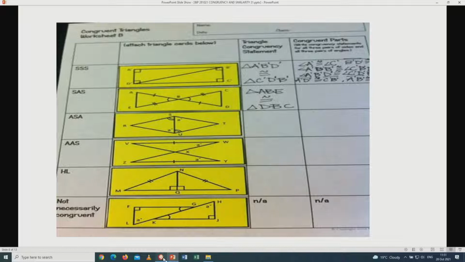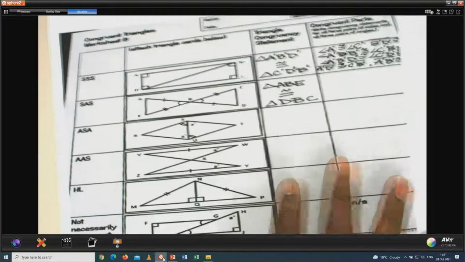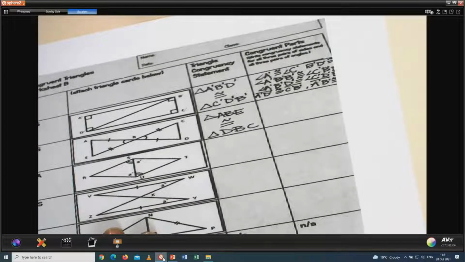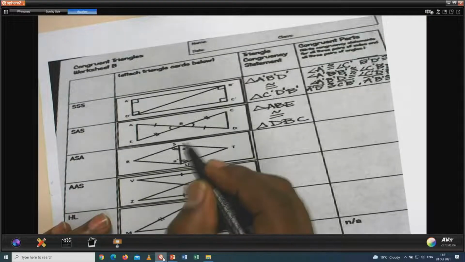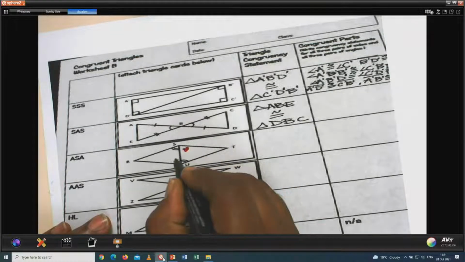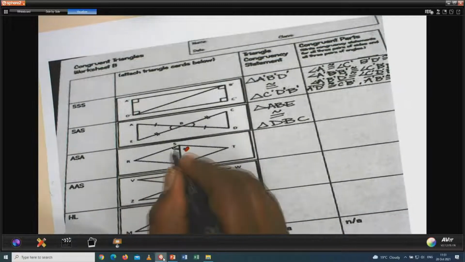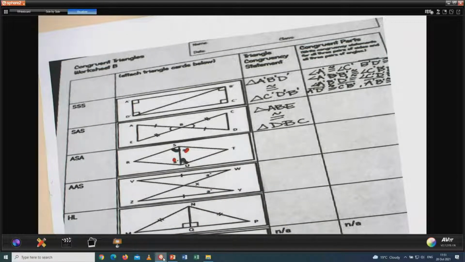Now, my advice to you is have your crayons, have your colored pens. They'll make life easy for you. Sometimes it will make life easy for you. For example, in this triangle, we are given that this angle equals this one. We are also given this angle equals that one. That's all we have. What else can you say?